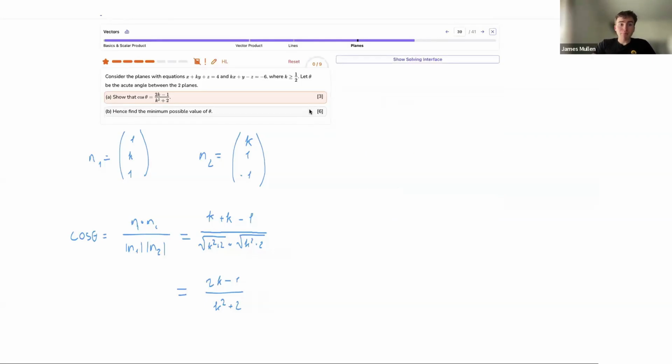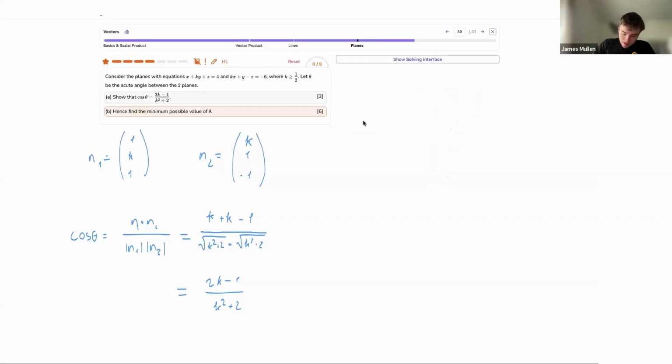Now in part B, we're trying to find the minimum possible value of theta. Remember that cosine theta on the unit circle represents the horizontal position of a point that forms an angle theta with the x-axis. So let's say that this is the point. This is going to be theta, and this is going to be the cosine of theta. So the angle is going to be smallest, minimum, when cosine of theta is at a maximum, because let's say that's the maximum value of x. That's going to be a smaller angle of theta. So we're looking for the maximum of cosine theta.